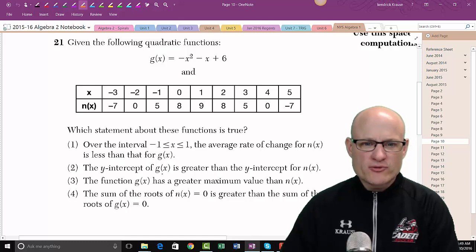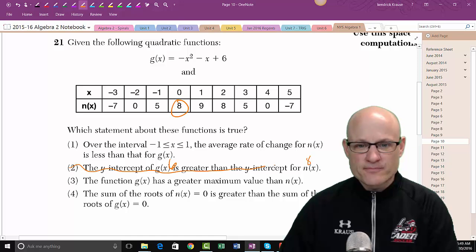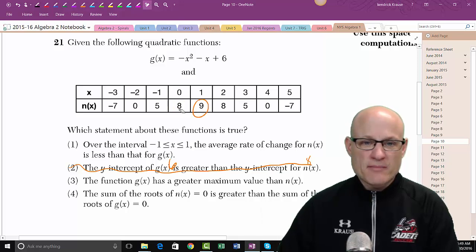The y-intercept of g of x is 6, and the y-intercept for n is 8. So g is not greater, so that's not true. Does the function g of x have a greater maximum? Well, in order to do that one, I got to figure out the maximum. The maximum for this one is 9. So that's the max. I got to figure out what the maximum for this other one is.